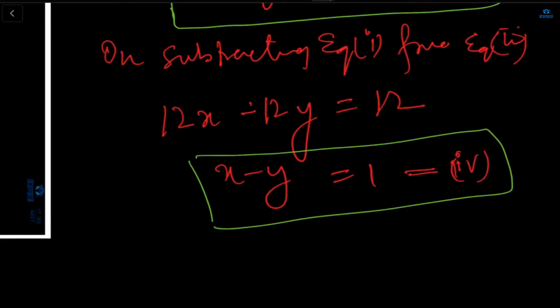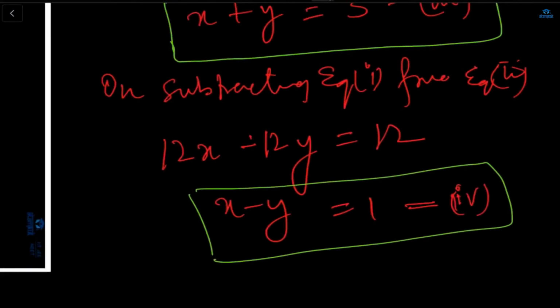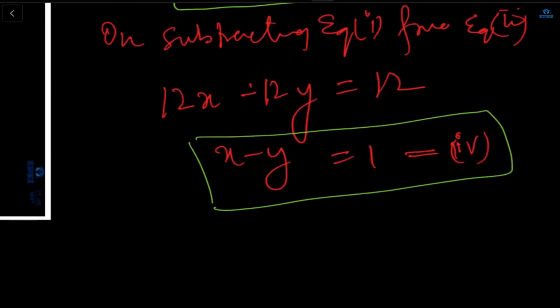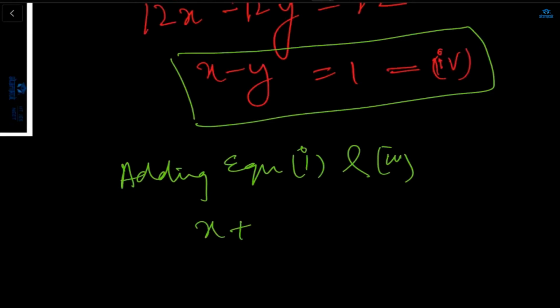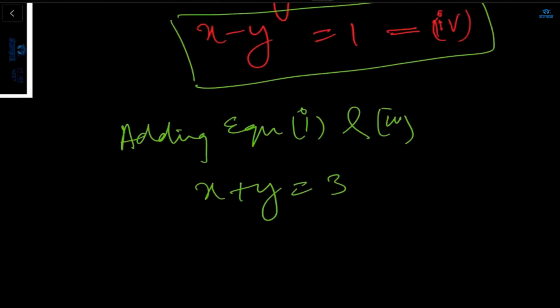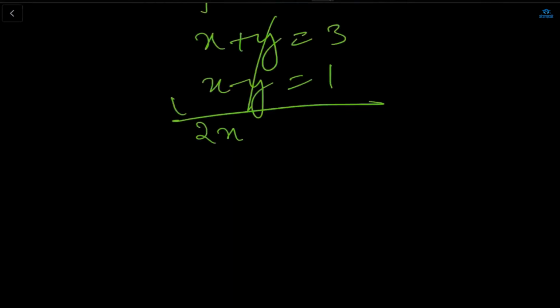Now we are going to solve. You see here Y is in plus and minus form, so adding the first and second equations. I'm writing again X plus Y is equal to 3, am I right? And X minus Y is equal to 1. So adding, 2x is equal to 4, and X is equal to 2.